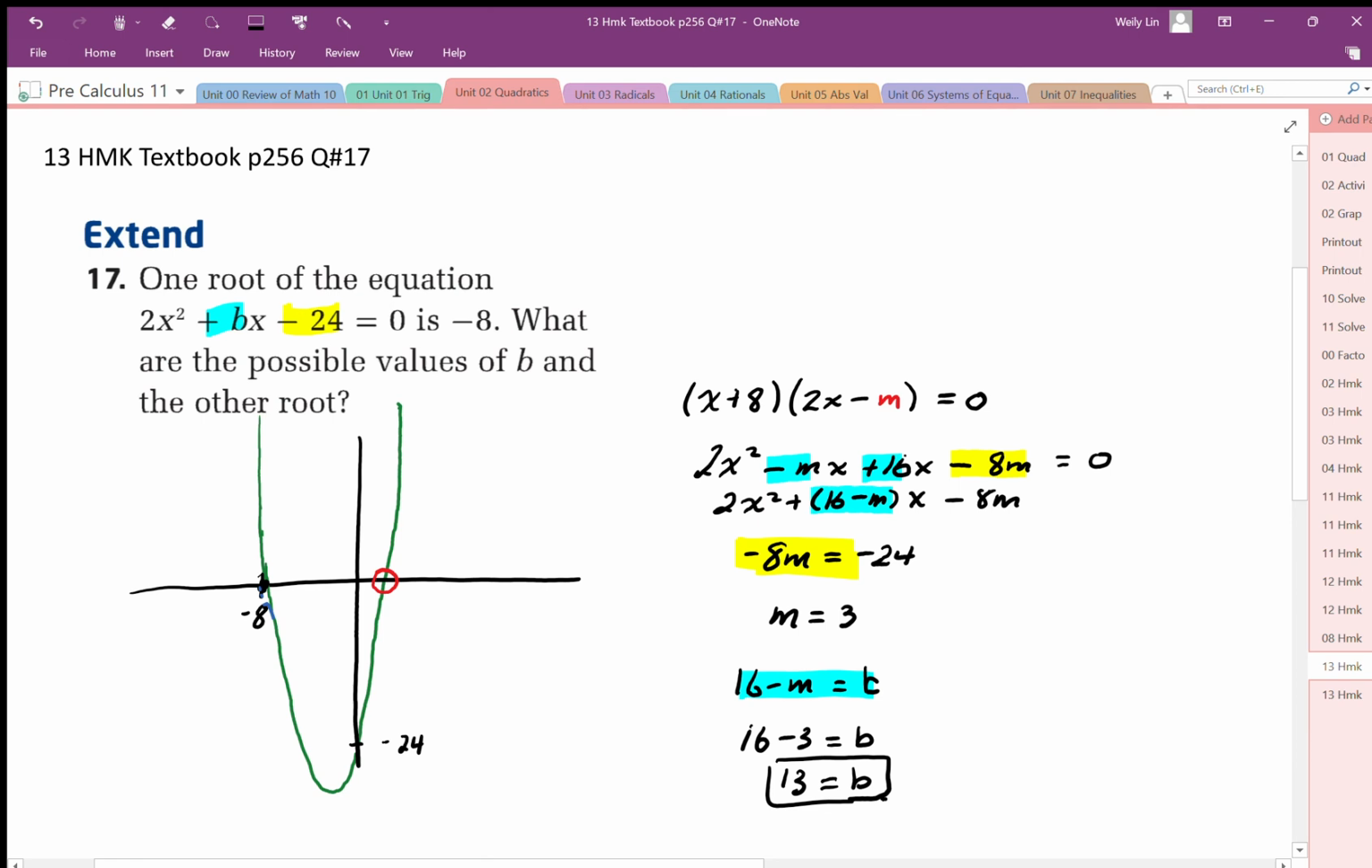And then if we want to solve for the root, the other root comes from the factor here. So the other root is going to be x equals m over 2, and m being equal to 3, we end up with 3 over 2 for the value of the other root.